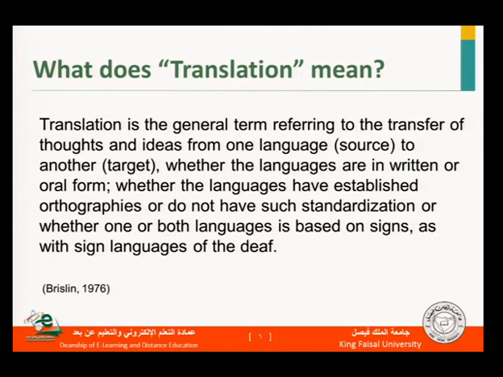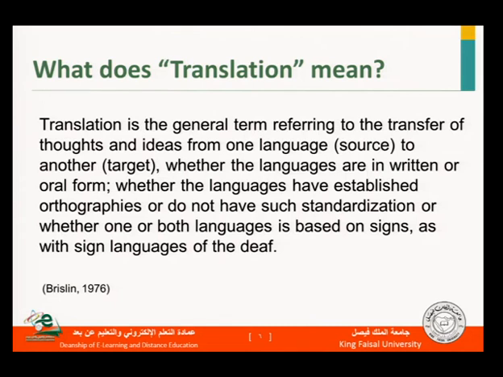What does translation mean? This is another definition, which is longer than that, for Brussels. And it is good. I just included that in my slides because some definitions are very short, simple and basic, and we'd like to know that, so that all the students can understand the general term of translation.